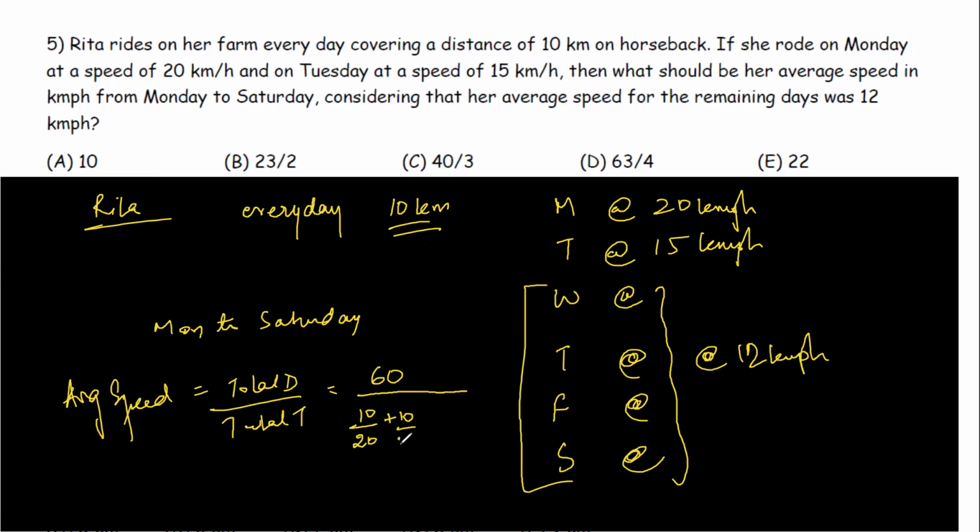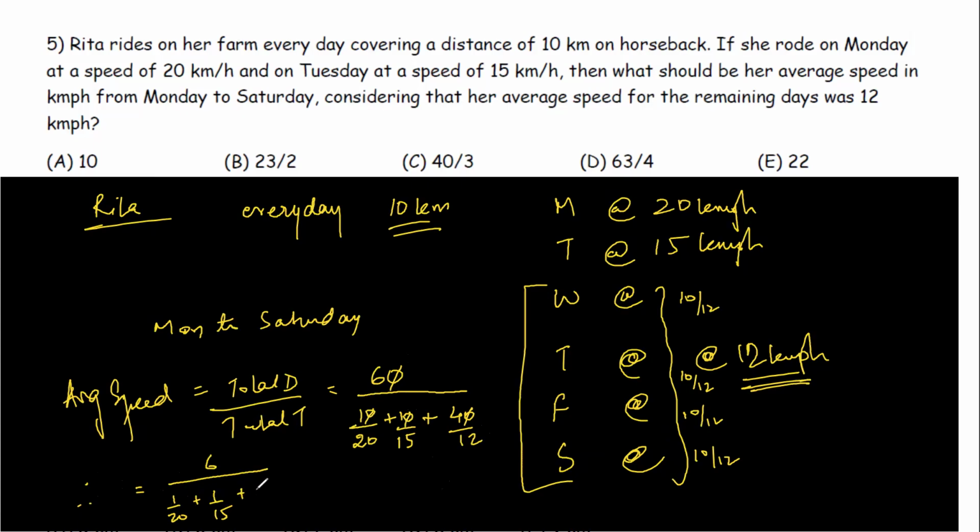Plus 10 over 15. Plus what will this be? So remember, average speed is 12 kilometers per hour. So it'll be 10 by 12, 10 by 12, 10 by 12, and 10 by 12. So that will be 40 over 12. That's how you need to solve it. Therefore, the average speed is, I can cancel out this 0 with the remaining zeros, so I get 6 upon (1 by 20 plus 1 by 15 plus 4 by 12).